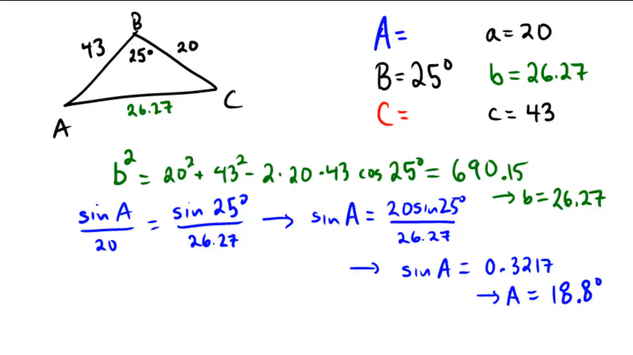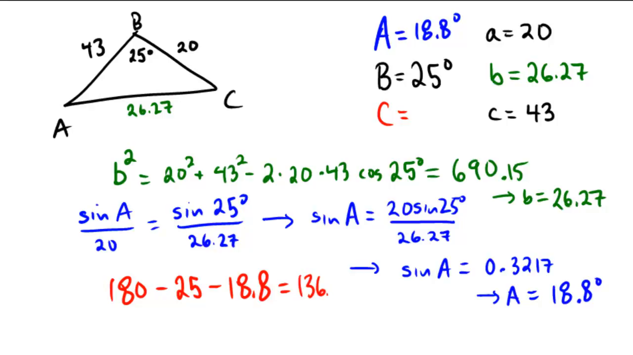Last step, arc sine the angle, and it looks like we're getting an 18.8 degree angle. Notice that's consistent. That's a smaller angle because it's smaller than 25 degrees, just like side A is 20, which is smaller than side B, which is 26.27. Okay, last thing is that last angle. 180 degrees in a triangle, subtracted by the 25 for B and subtracted by the 18.8 for A, is going to give us a big angle left over. 180 minus 25 minus 18.8 leaves us with 136.2, and so that is our last angle.